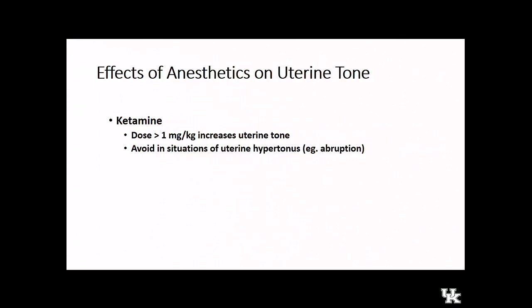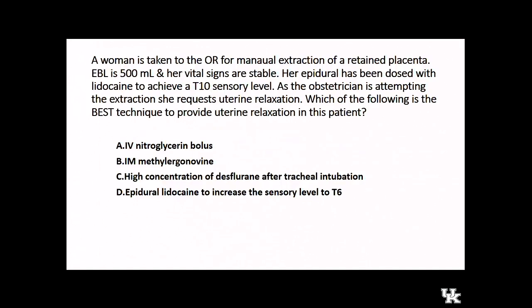Ketamine, on the other hand, in large dosage, which would be a large induction dose of more than 1 milligram per kilogram, can actually increase uterine tone. So if you're in a situation where you already are concerned about uterine hypertonus, like an abruption, or they tell you that she's hypertonic, that's not the time to be using ketamine for your induction agent.